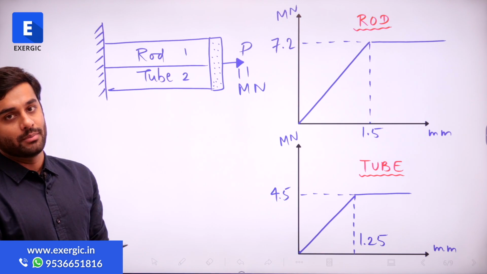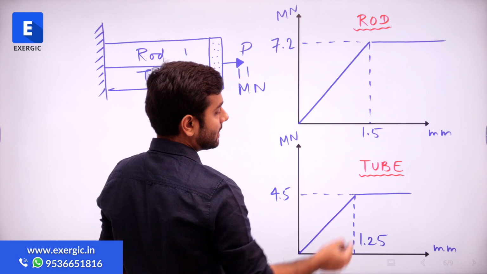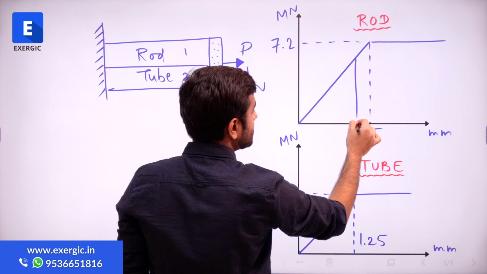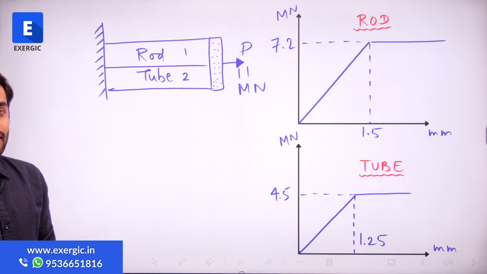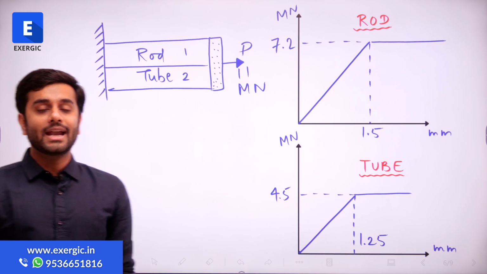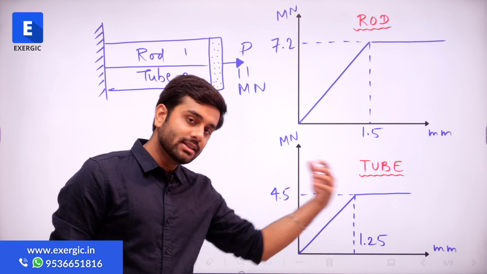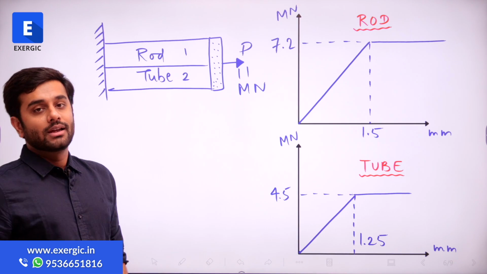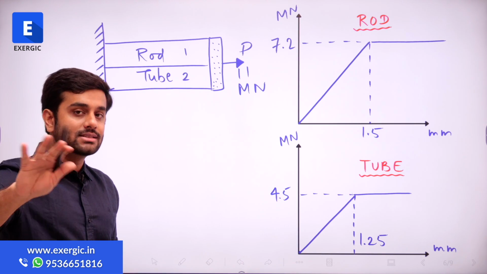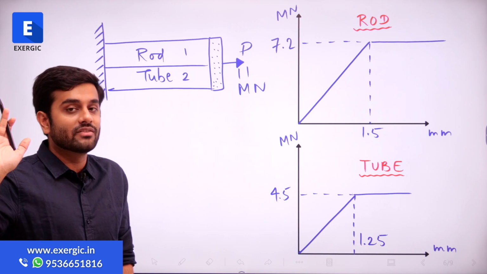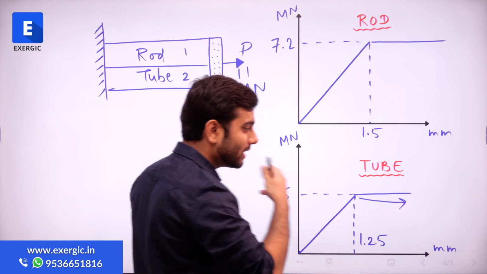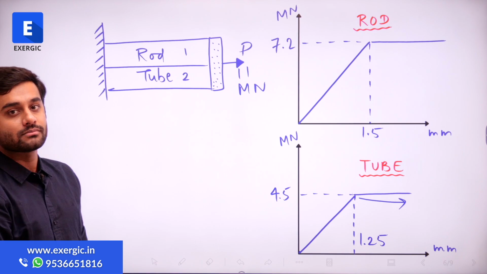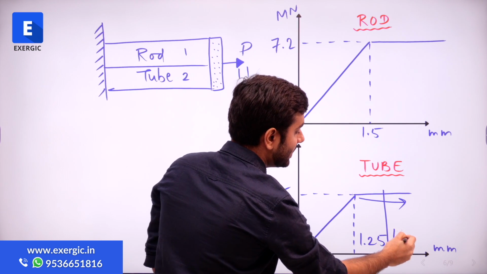So for 1.25 mm, this one is also in the elastic zone, just entering or exiting it, and this one is clearly inside the elastic zone, right or not? At 1.5 mm, what is going to happen? At 1.5 mm, this one is in the plastic zone, because at 1.25 it has reached here. After that, whatever force you apply, it cannot sustain it. It can only take a load up to 4.5 meganewton. After that, it will just keep on flowing like a fluid, like water, because it's now plastic deformation, metal flow. So 1.5 will be in the plastic region only.